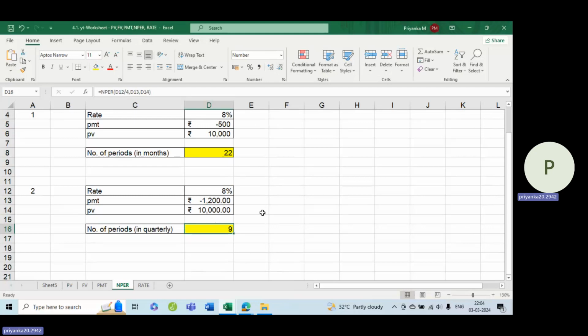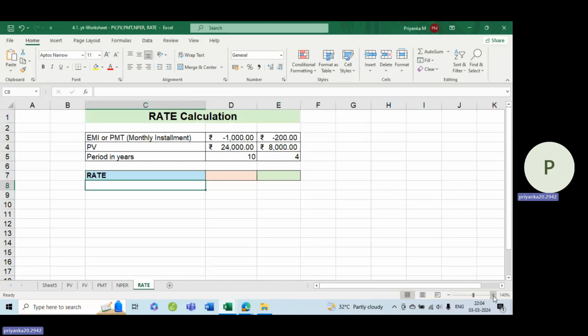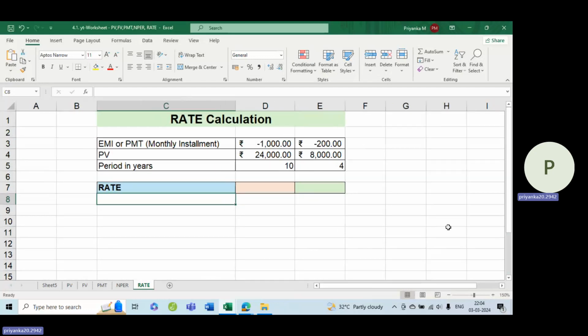So 9 quarters, whereas in the earlier example it was months. So always be careful here. Identifying whether it's quarterly, half yearly, annually, or in months or weeks is the most important part here. Next, we'll be going to the last part, which is nothing but rate. Among the basic financial functions, we also have IRR and a few other functions we'll be seeing in the next sessions. But here, one of the basic functions is rate.